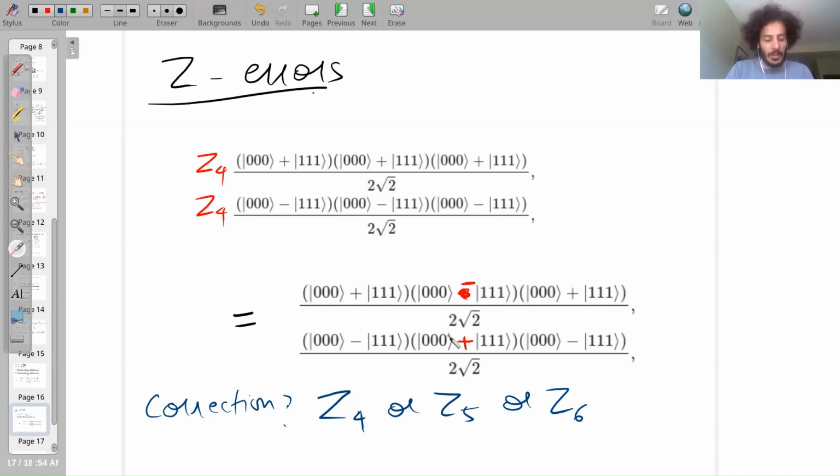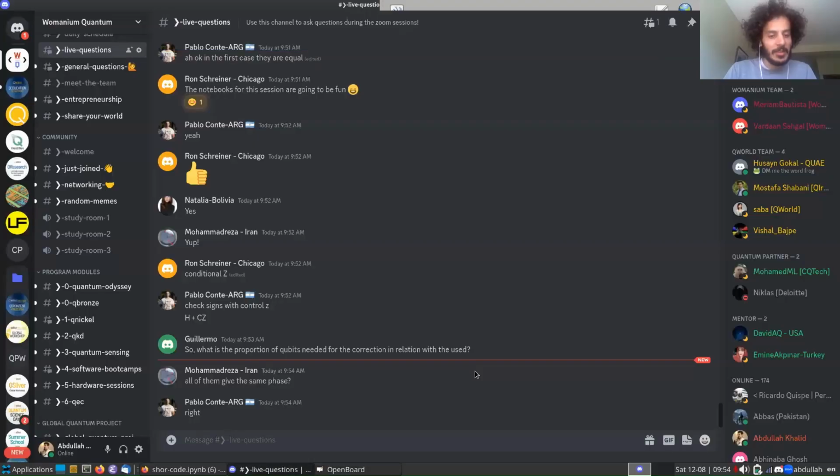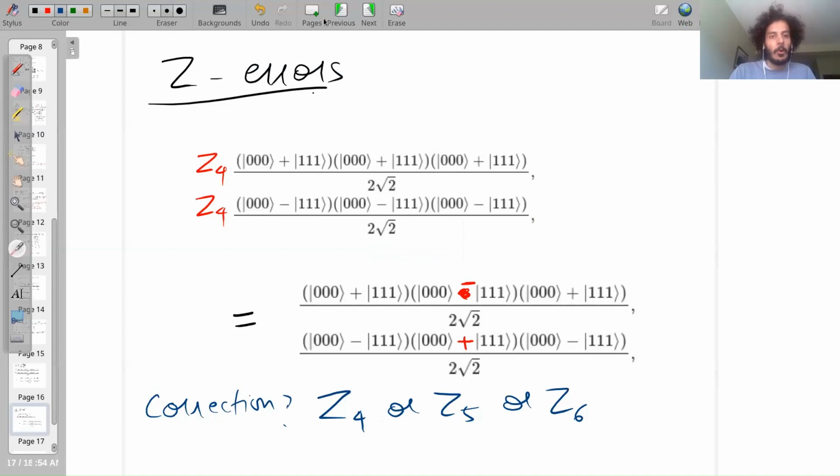Actually, the short code is quite interesting in this scenario. The error that occurs, the correction does not have to be equal to that. Like in the phase error case, at least, I can just do whatever.